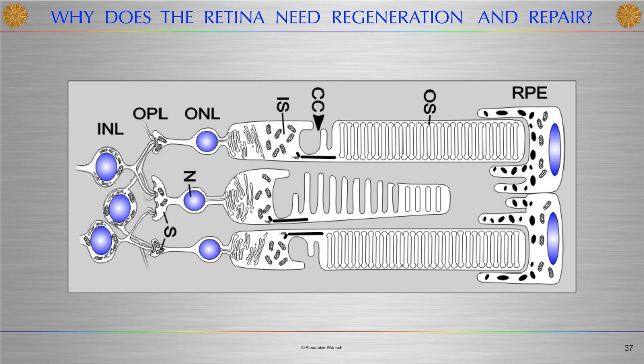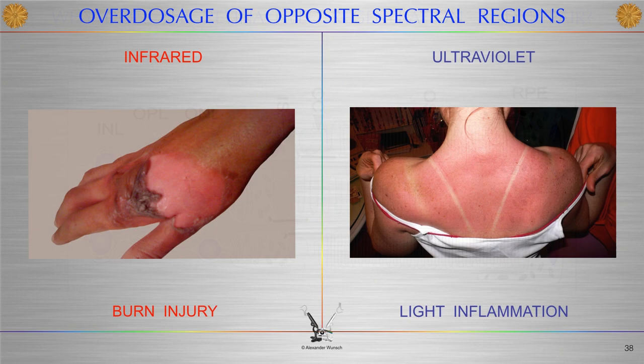But first, I want to show you the overdosage of opposite spectral regions, talking about the discoveries from Herschel and Ritter again. Here we have an infrared overdosage, which is a burn injury. And on the other side, we have an ultraviolet overdosage, which is a light inflammation. This is a sunburn. This is an erythema, light-induced erythema. This is an intoxication with reactive oxygen species, as a kind of foreshadowing.